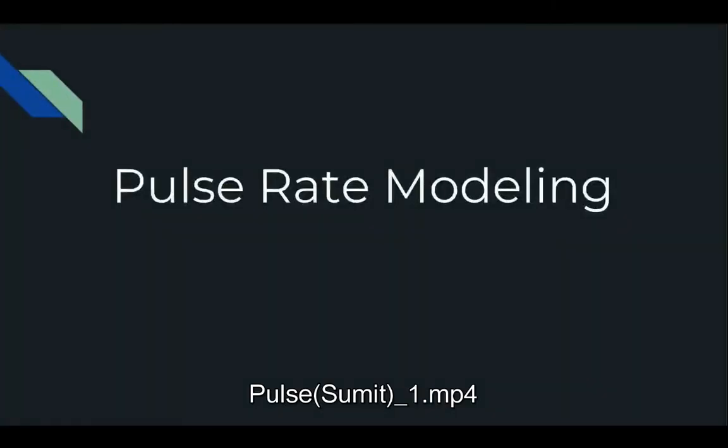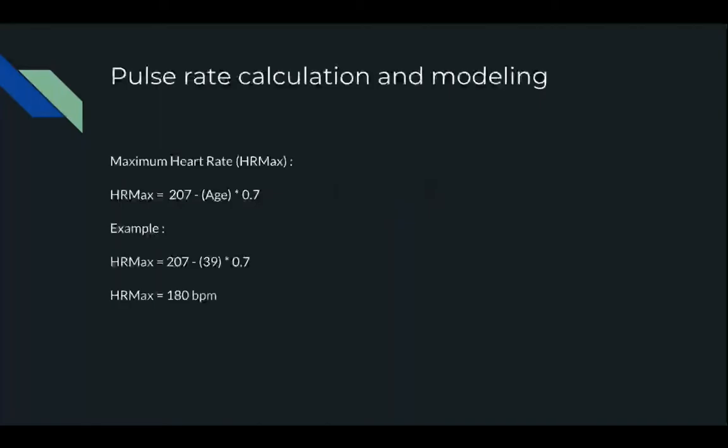To monitor pulse rate, we need to calculate some initial values which will be used to create a reference scale. The first initial value to be calculated is HRmax, the maximum heart rate. The maximum heart rate formula: HRmax would be 207 minus age into 0.7. Let us suppose the value of age to be 39, then HRmax comes out to be 180 bpm.